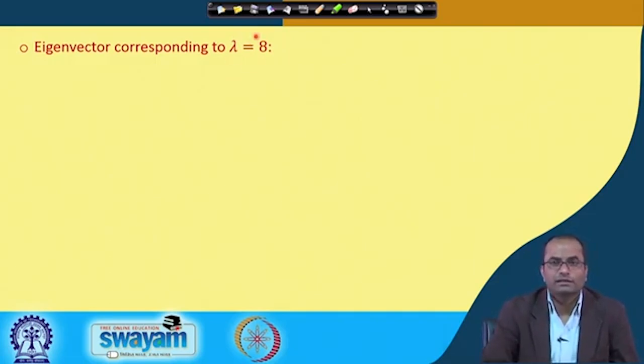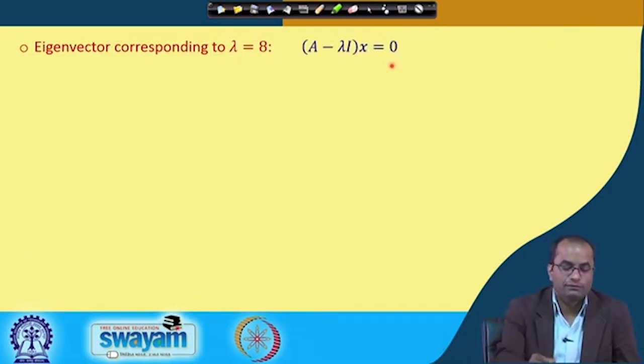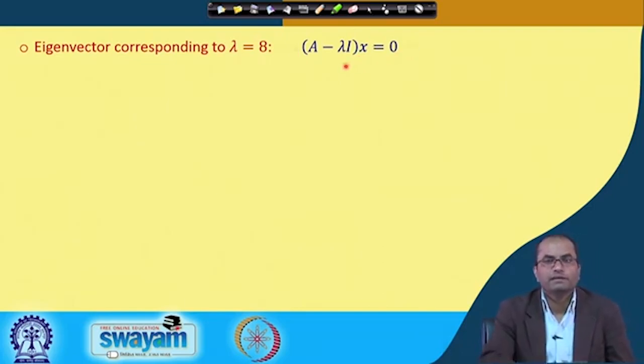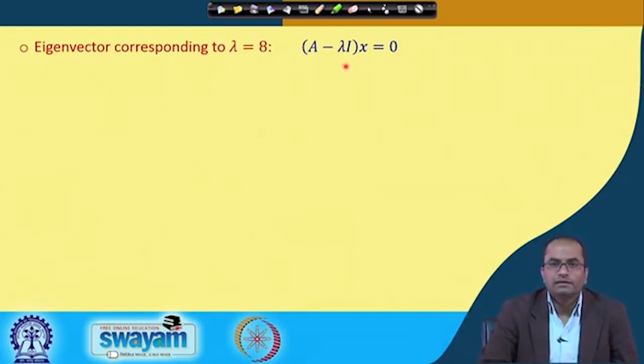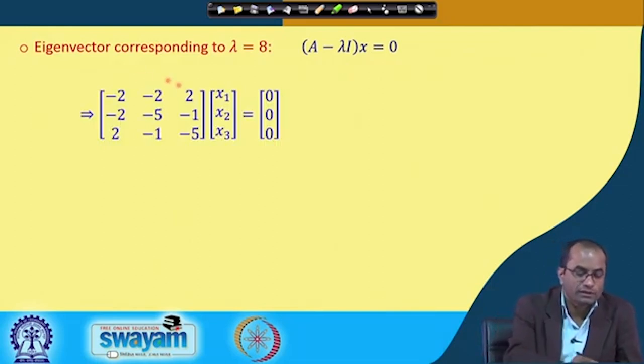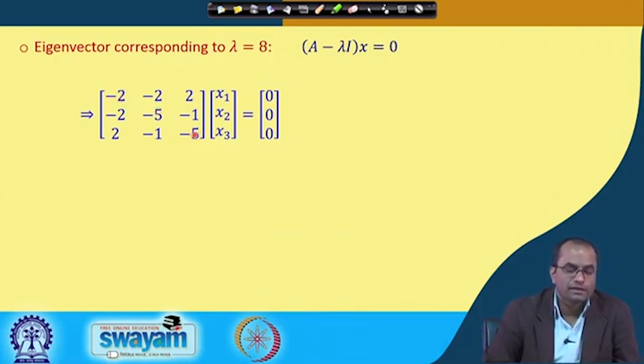So, we have already this A minus lambda I, and the determinant is equal to 0. So, we always have a non-trivial solution for this equation, A minus lambda I x equal to 0. So, there will definitely be one linearly independent eigenvector, but there cannot be 2, and this is what we will see in this case as well. So, here this is A minus lambda I. This lambda, meaning 8, was subtracted from the diagonal entries of A, and then we have x 1, x 2, x 3, and on the right hand side the 0 vector.